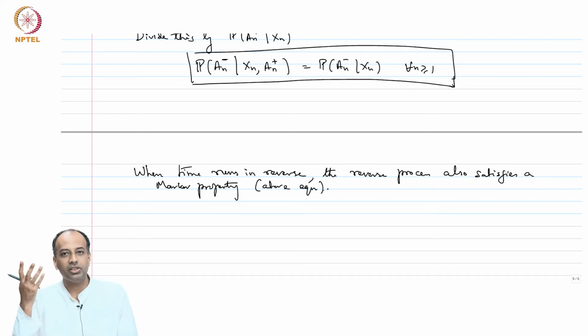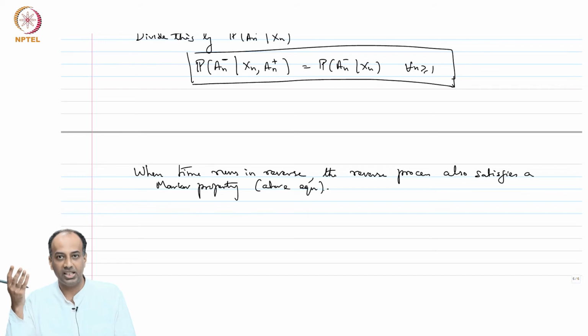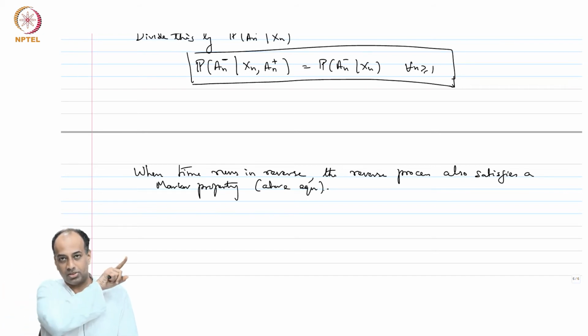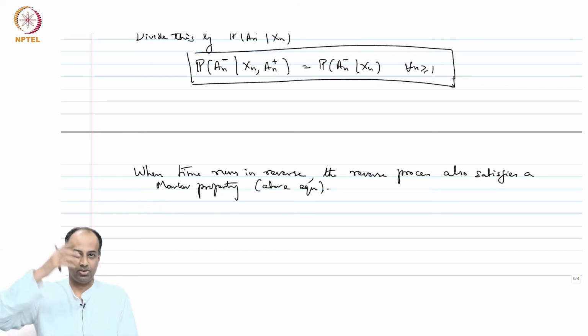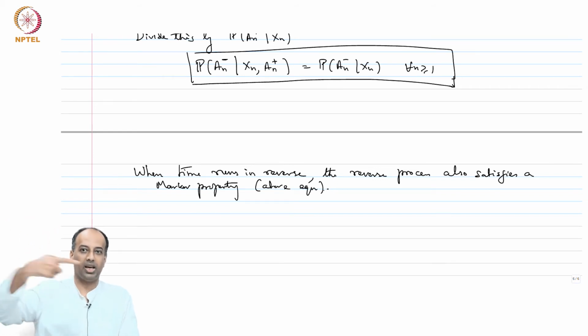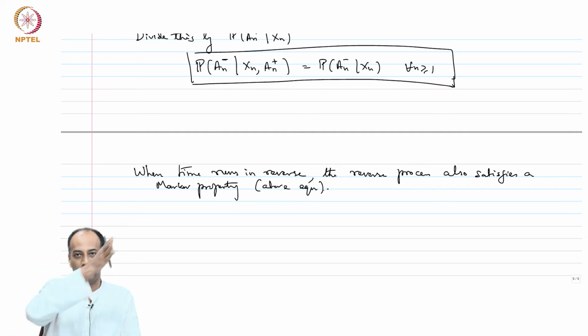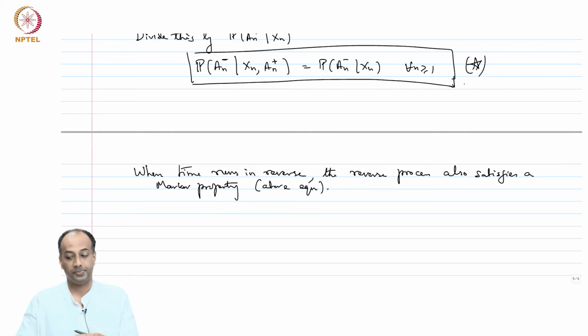So the above equation is saying that if a process is running like this, you see a bunch of states x13, x14, x15, x16, and if you run time in reverse, you will see x16, x15, x14, x13. We are saying that even in reverse time, a certain Markov property holds, as given in that equation star.